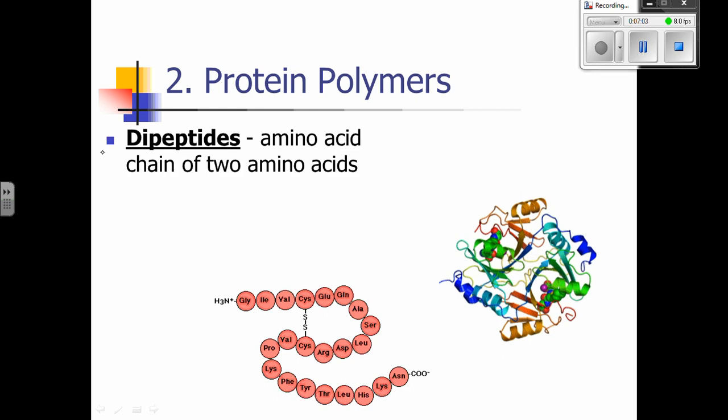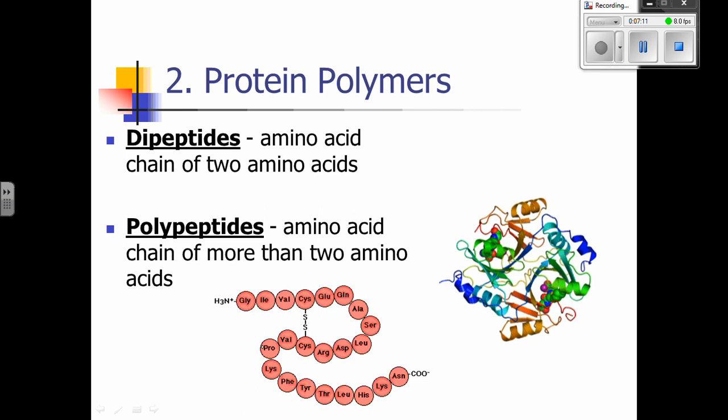So a dipeptide is what you call a dimer of two amino acids that are chemically bonded together. And your polypeptides are going to be your amino acid chains that have more than two amino acids in a chain. So this would be considered a polypeptide because it has more than one amino acid bonded together.